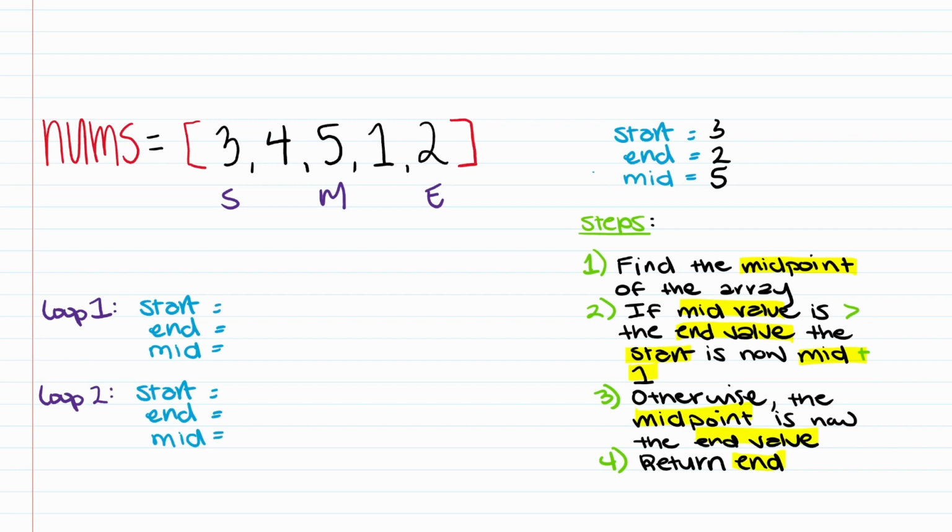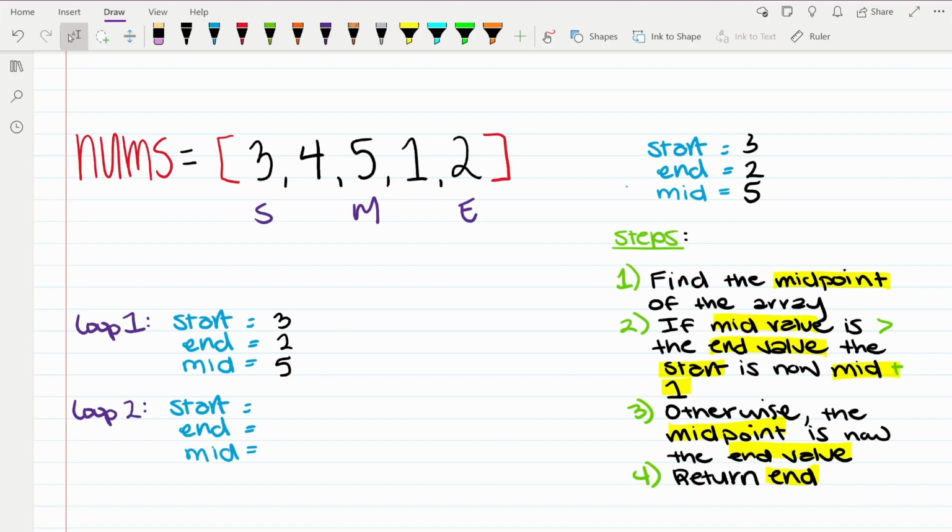So let's loop through this problem. At the start, we're going to have 3, 2, and 5. Because our mid value is greater than our end value, our start is going to move forward to that 1 right here. And once again, because start and end don't equal each other yet, as long as start is less than end, which it still is, we're able to continue our loop. So once again, we're going to find the midpoint. We'll actually switch these up too.